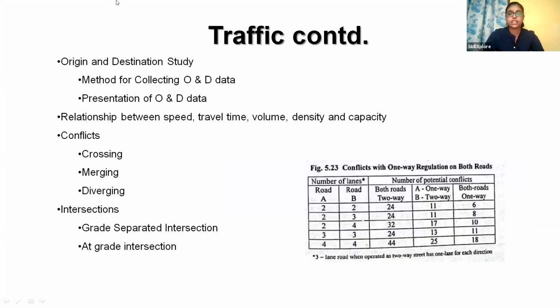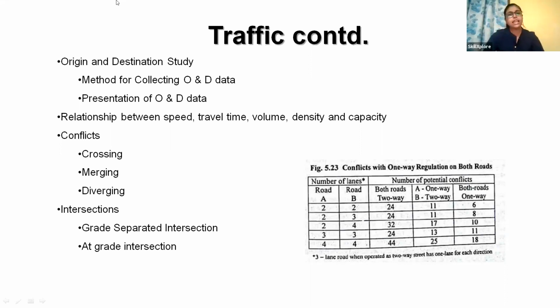Then the origin and destination study. Why are we studying origin and destination? We have to find out the expected traffic there. Then what are the methods used for collecting this origin and destination data? And how can we present this data? We normally present the origin and destination data by plotting desire lines. According to the amount of traffic, we plot lines between our starting point and end point. If the traffic is increasing, the thickness of the desire lines will be more. So that is one method for presenting the origin and destination data.